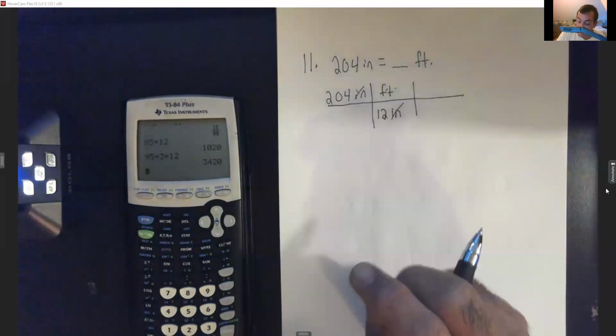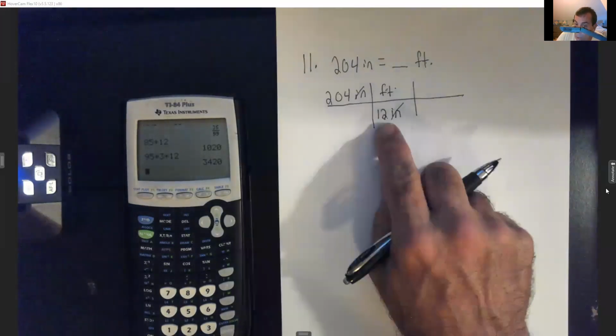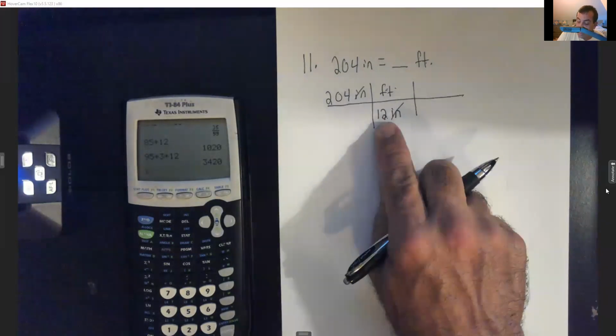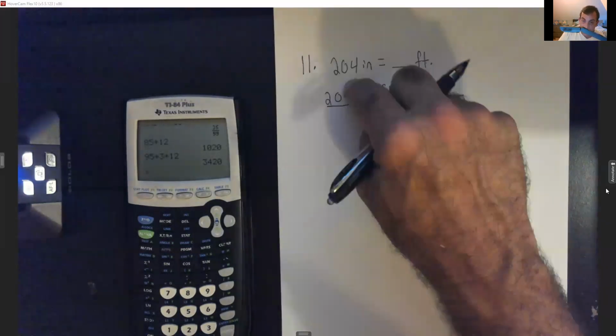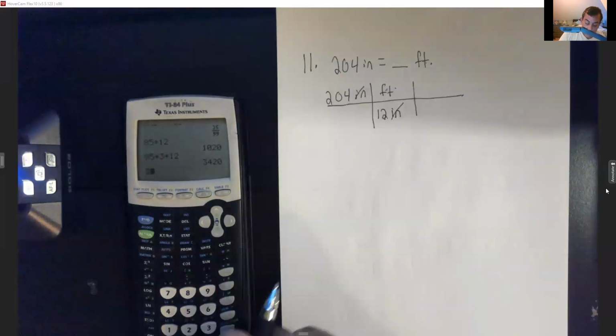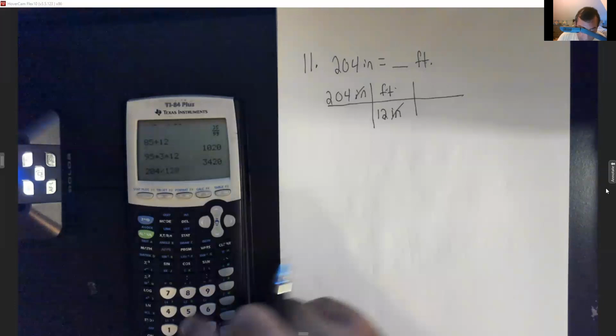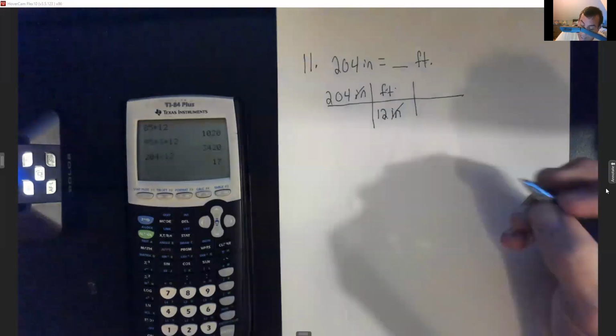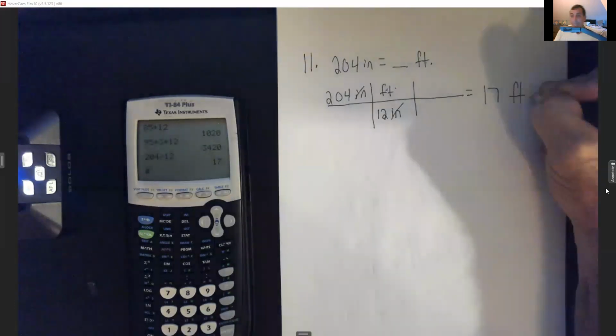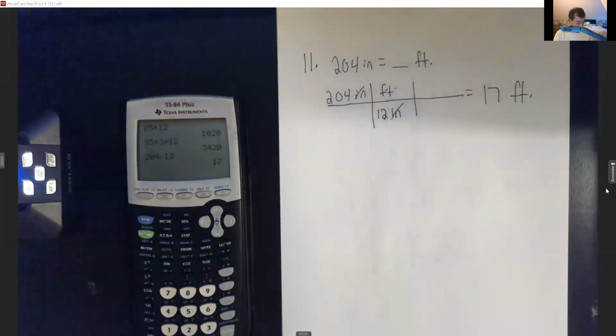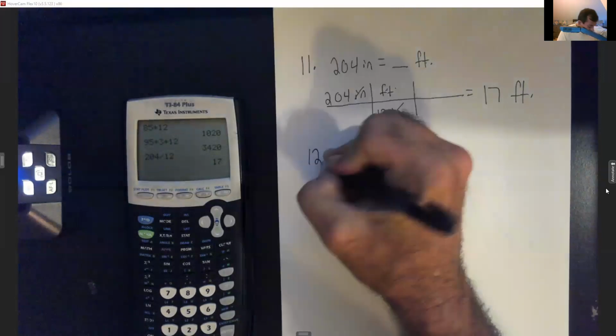So watch this. Since the 204 is on top and the 12 is on bottom, anything on bottom gets divided by that top. So this will be 204 divided by 12, which gives me 17 feet. Not bad. You see all the ways you got to do these units, right?